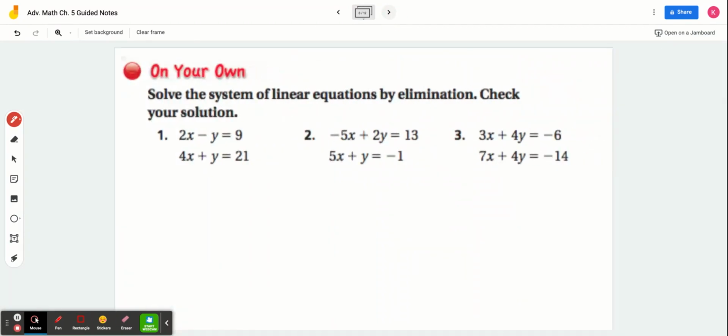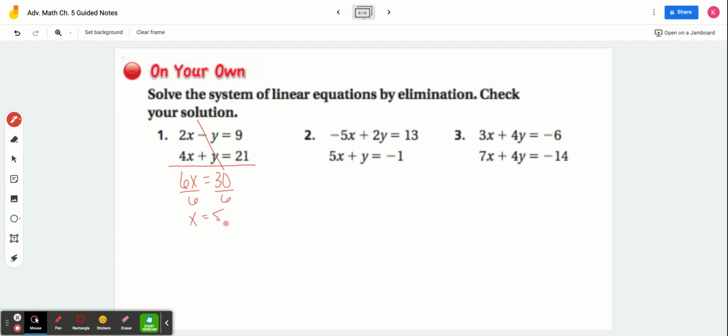So here for the first one, solve the system using elimination. For number 1, we can see that we have 2x and 4x. These are not the same, nor are they opposite. But we have negative y and positive y. We know that negative y and positive y will cancel each other out, or eliminate. Then we can add or combine terms through the rest of the equations. So 2x and 4x makes 6x. 9 and 21 makes 30. So we have 6x equals 30. And we can solve for x by dividing by 6 on both sides. So we know that x equals 5.